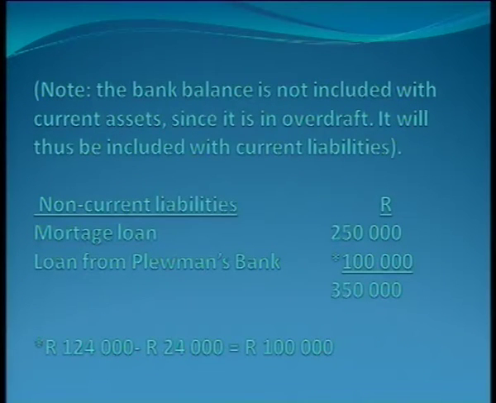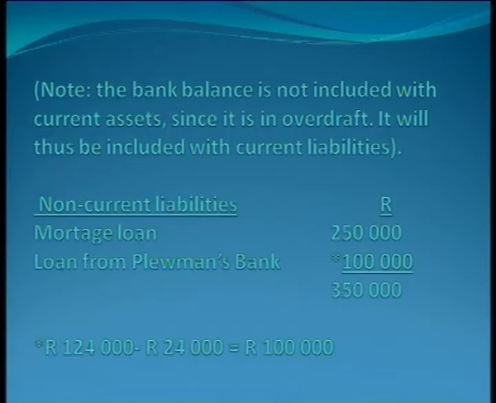Note, the bank balance is not included with current assets since it is an overdraft. It will thus be included with current liabilities. Remember, if your bank is in an overdraft, it means that you are owing the bank and you need to pay the bank back. So you can't say that it is an asset. We will go into detail with this one also when we define the definition of an asset and the definition of a liability. Your non-current liabilities are made of your mortgage loan, which is 250,000, your loan from Pearl's Bank.